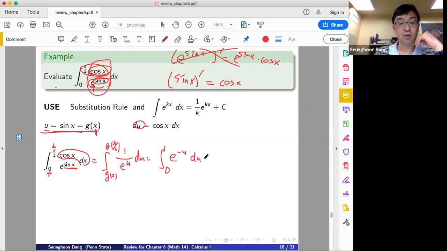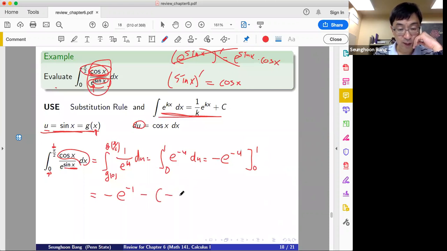And du. How can you do that? You can use this rule. So what does it mean? E to the minus u is the same as negative e to the negative u from 0 to 1. So you can plug 1 into u minus plug in 0. This is negative 1 times e to the minus 1, which is 1 over e to the power 1.